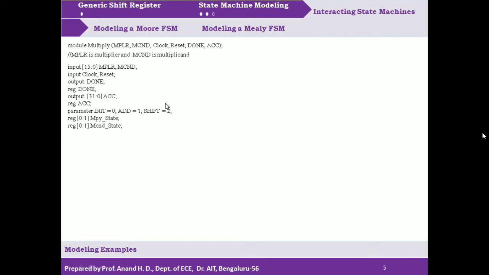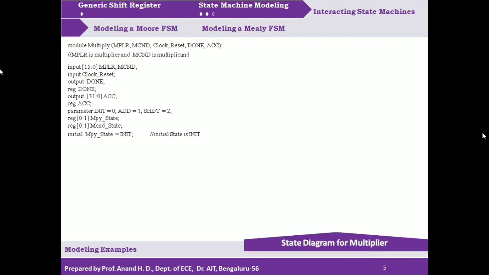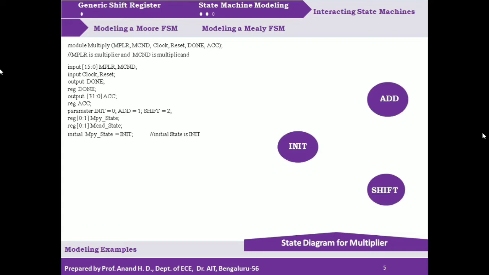In order to keep track of this state, we require a variable called mpy_state, that is, multiplication state. So we have a register multiplication state of size 2 bits and then one more register multiplicand state of size 2 bits. Next we are going to initialize multiplication state equal to INIT. So that will be the first state. The initial state is INIT, initiate. Then let us consider in parallel the state diagram for the multiplier. Till now we have three states: INIT, add and shift.